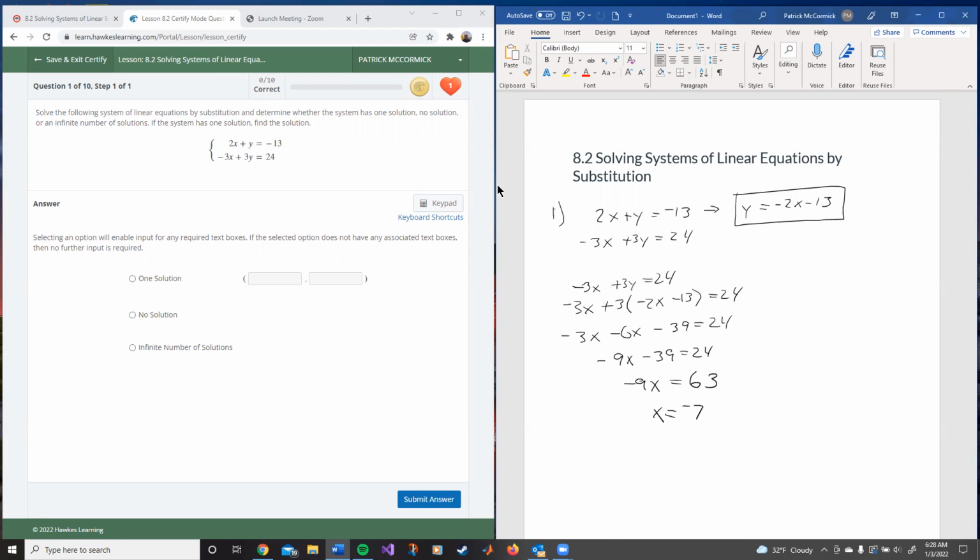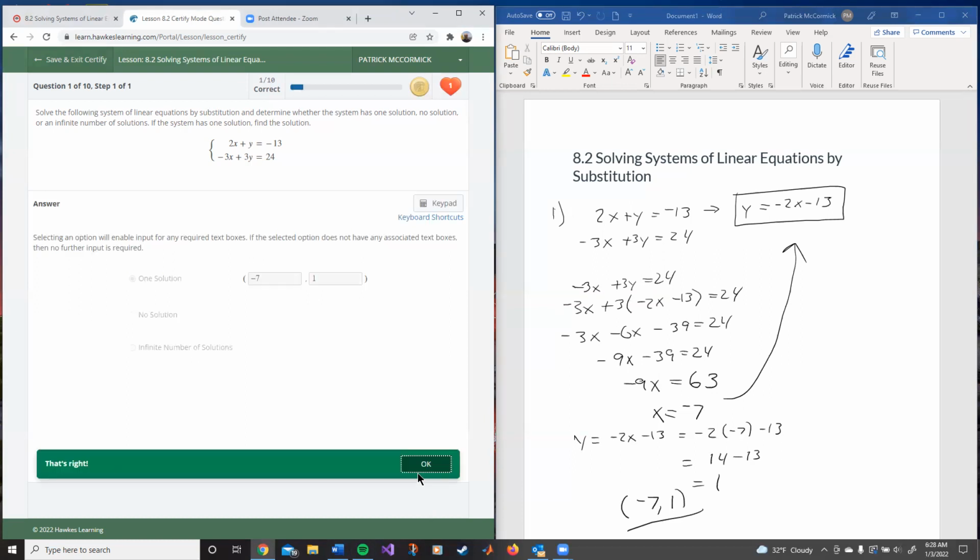So that's x. Now how do we find y? Well, you plug it back in to your original substitution. So our y value is equal to negative 2x minus 13. So minus 2, x is negative 7, minus 13. So I get positive 14 minus 13 equals 1. So my coordinate point is x equals negative 7, y equals 1. So there's one solution, and that solution is negative 7, comma 1. And there we go.